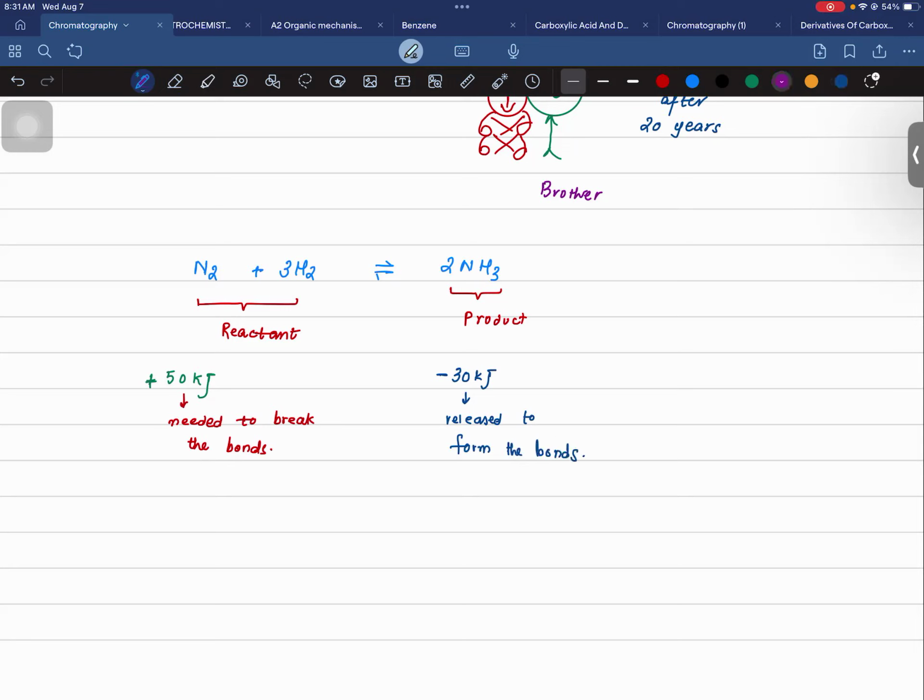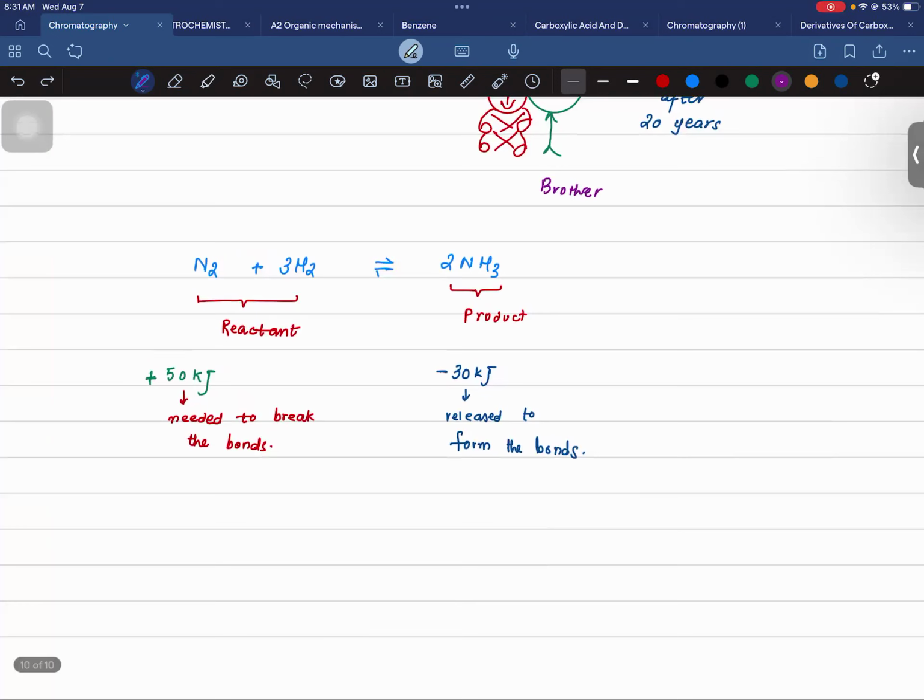So what is the difference? Basically, the formula for calculating the bond energy is reactant minus product. Remember, reactant minus product. This is the formula to find out the bond energy of different reactions.